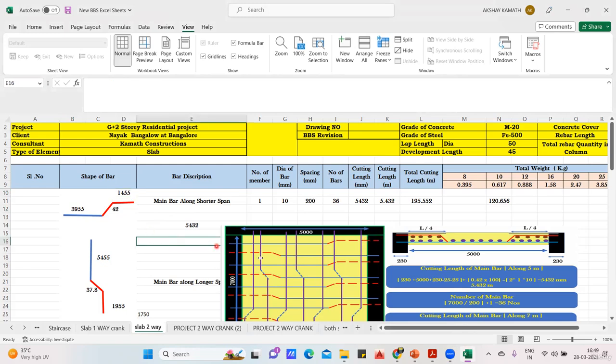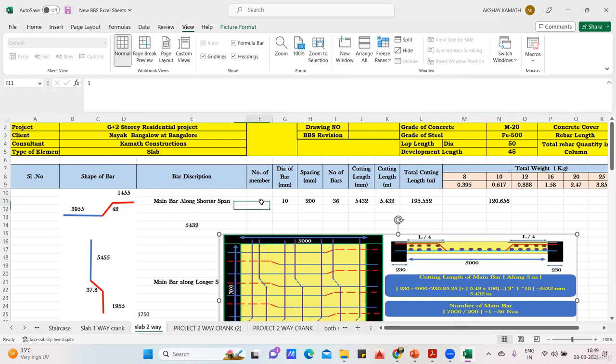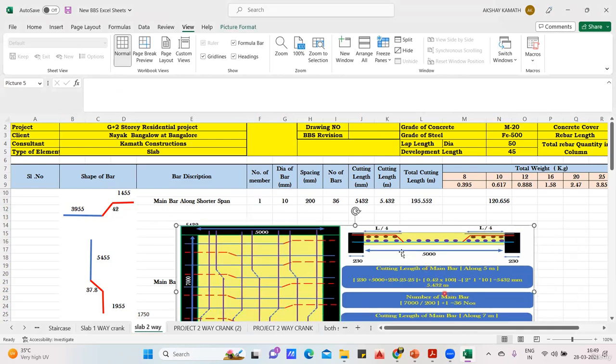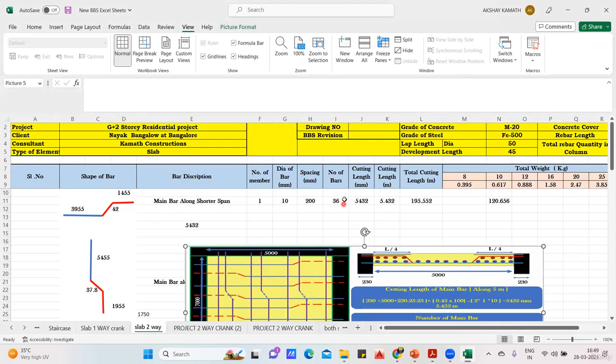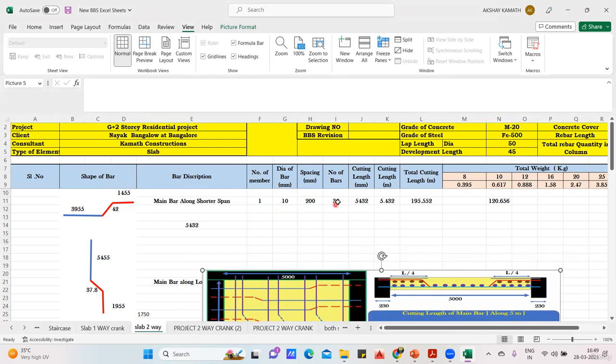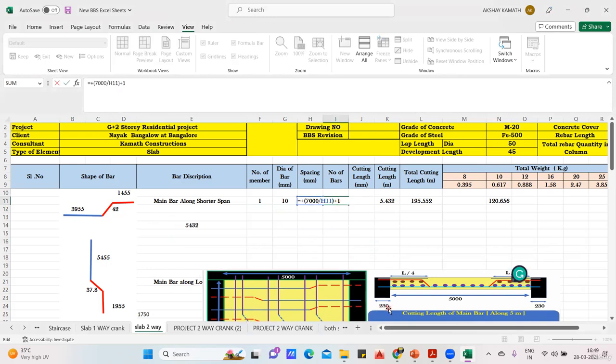Same thing I've done here. The rest you know. Then number of members is 1, dia is 10. Spacing is 200. So the number of bars will come out to be 36, because the opposite length is 7,000 divided by 200 plus 1. This will be 36 number of bars.